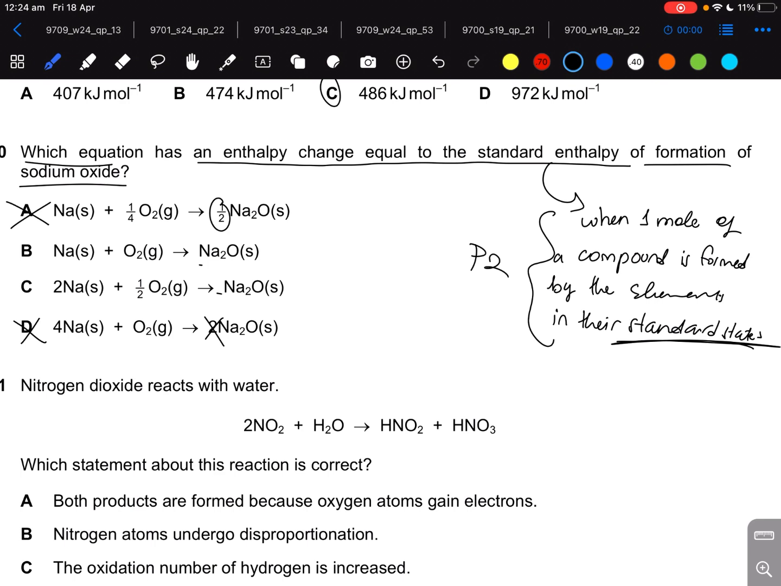So let's look at the balancing. There are 2 sodium atoms, 1 oxygen, so we have 2. Okay, that's correct, it checks out. And oxygen is a gas, sodium is a solid, but then the balancing is off. There are 2 sodium here, 1 sodium there, so B is wrong. So the answer is C.